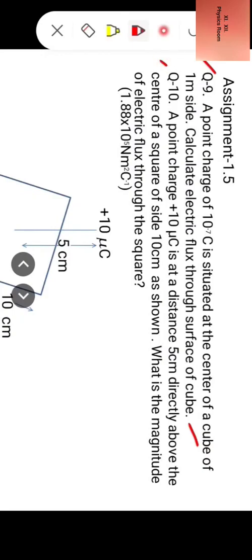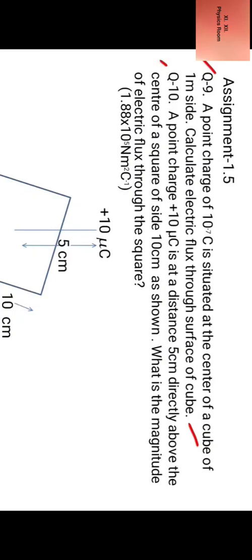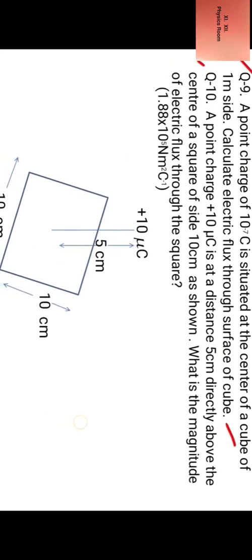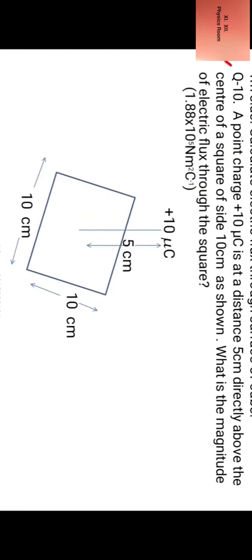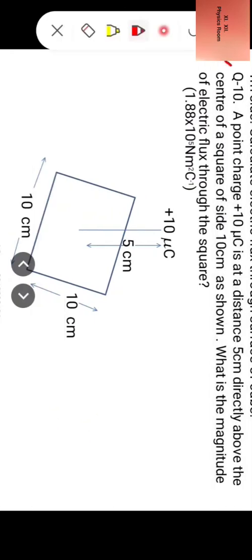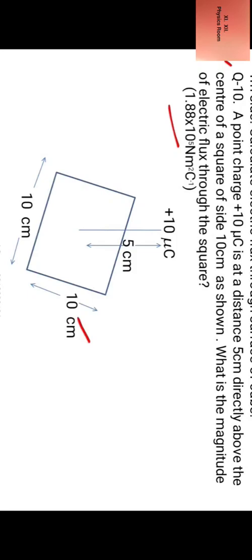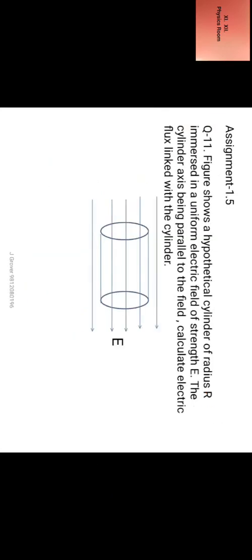Question number 10. A point charge of plus 10 microcoulomb is at a distance 5 centimeter directly above the center of the sphere of side 10 centimeter, as shown in the diagram. What is the magnitude of electric flux through the sphere? So this is the answer. You solve this numerical problem on the basis of the text that you have learned.